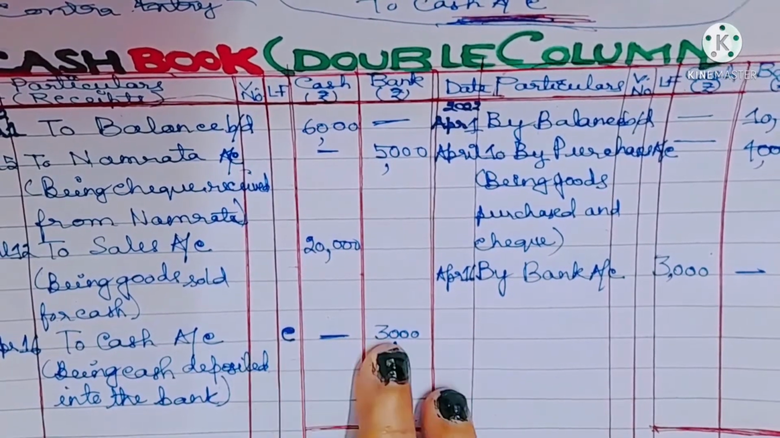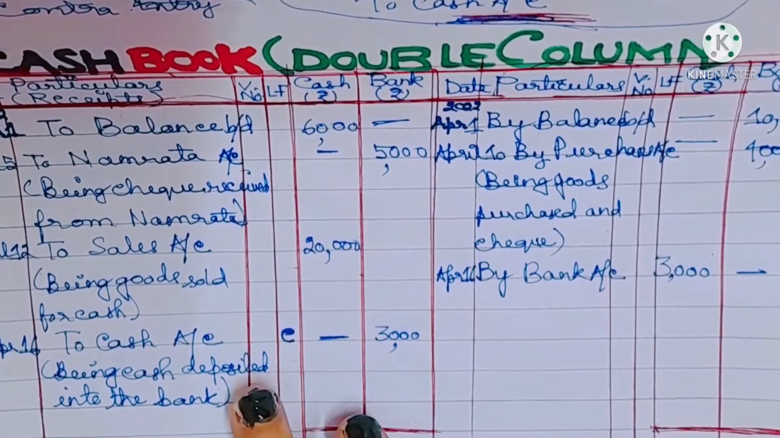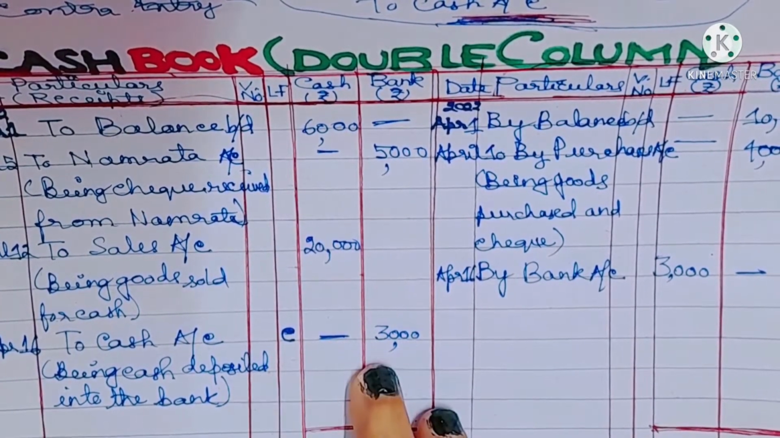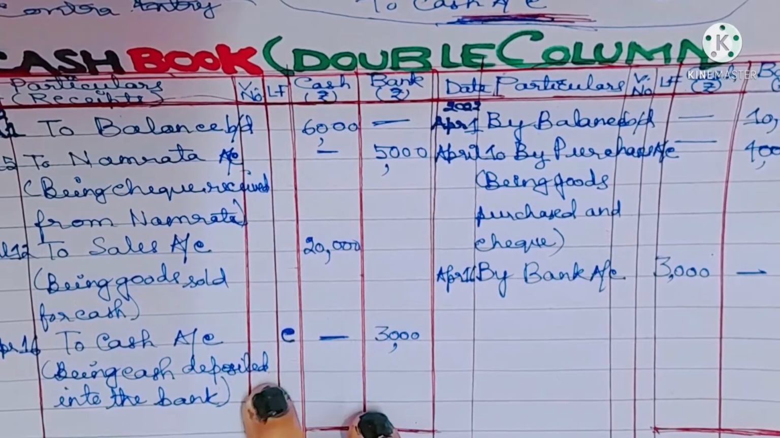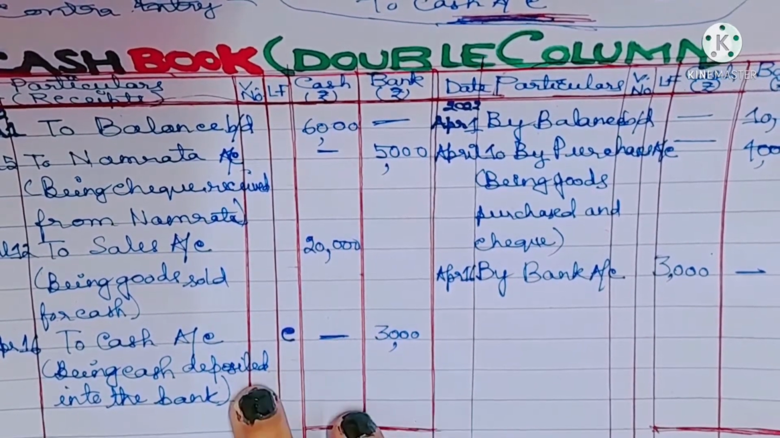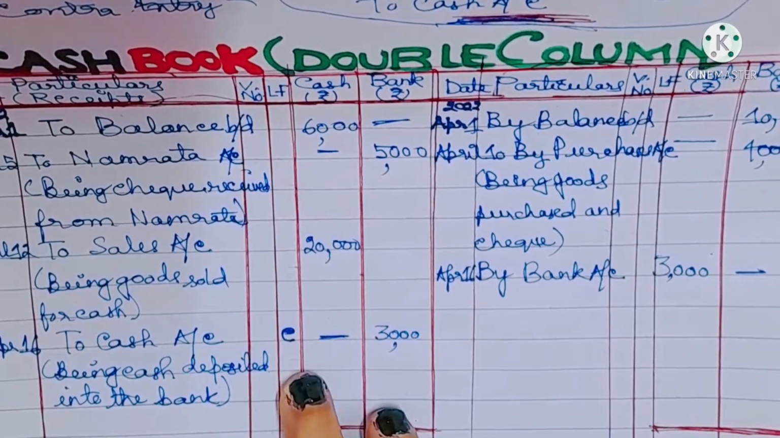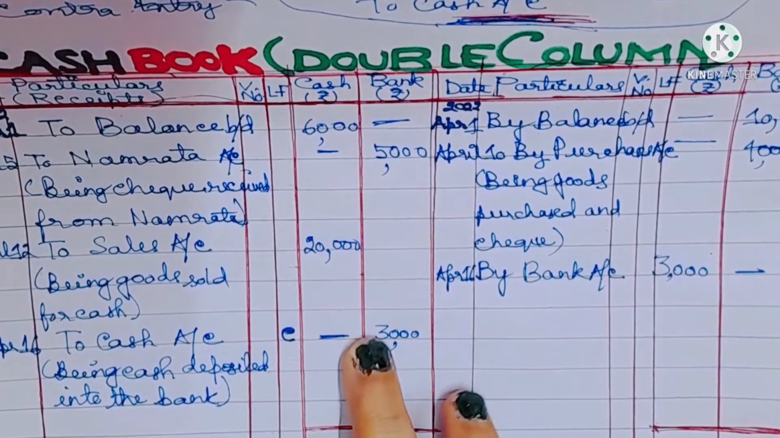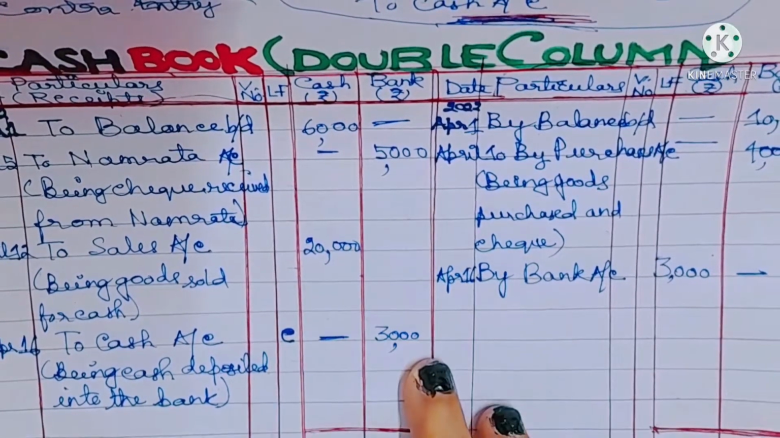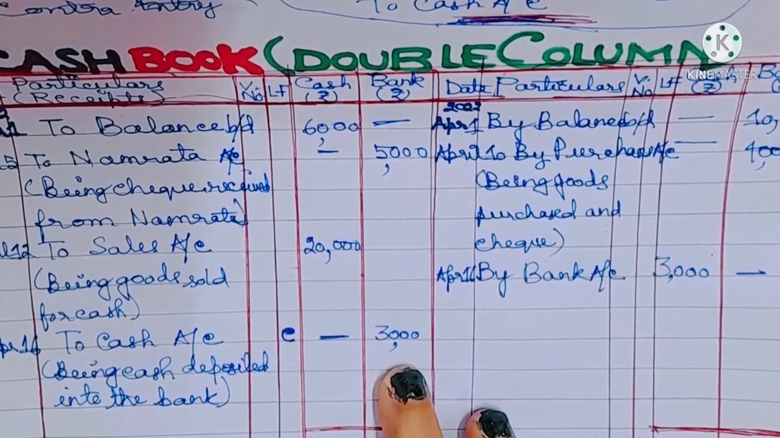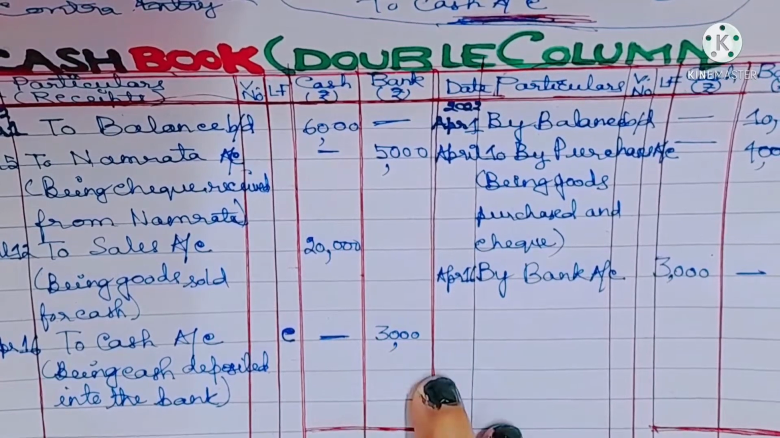Bank column represents bank account and bank account comes under personal account. According to personal account, the receiver of the benefit is debit. Here, when cash is deposited into the bank, bank is the receiver of cash. So, bank will be debited. Understood? Bank is the receiver of cash. So, 3000 will be debited.